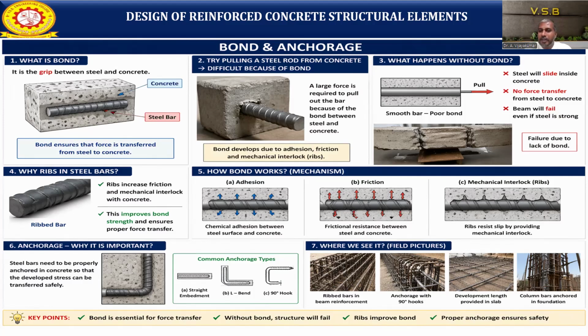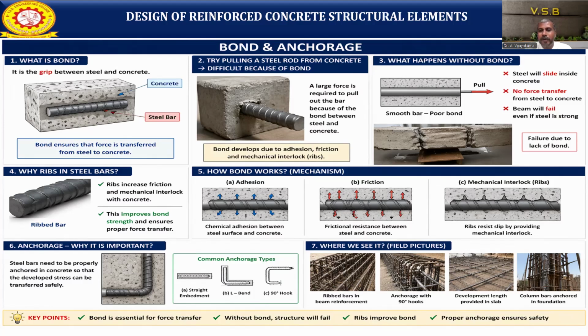Okay, so where can we see this type of anchorage system? Ribbed bars in beam reinforcement, we can see ribbed reinforcement and anchorage with a 90-degree hook. Also we can place it in the beam. Development length we can see in the slab. Then column bars anchored in the foundation, that will be linking for anchorage. So these are the common practical usages of anchorages.